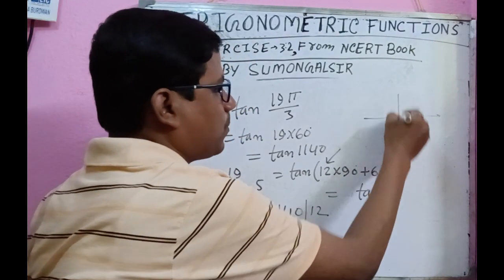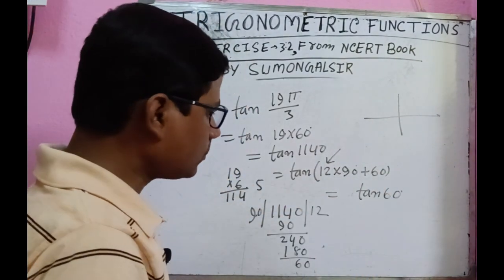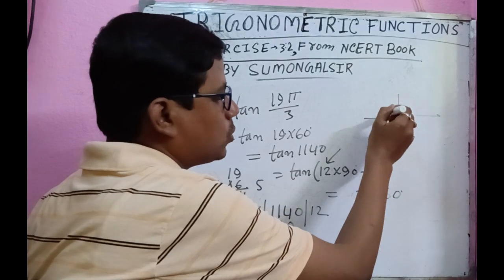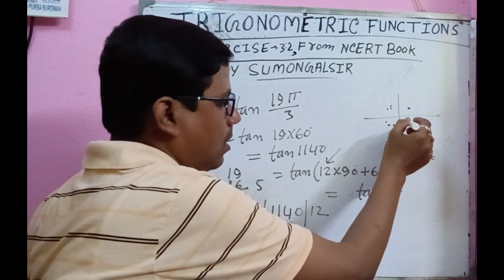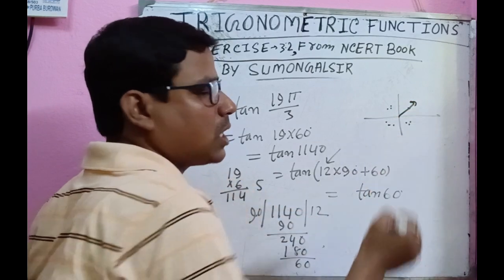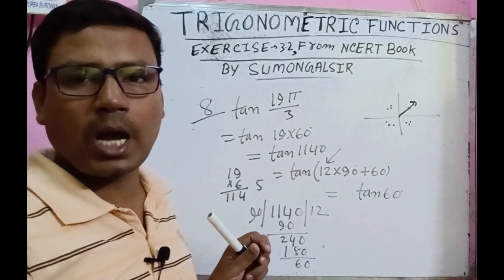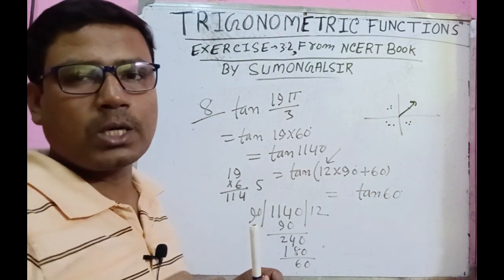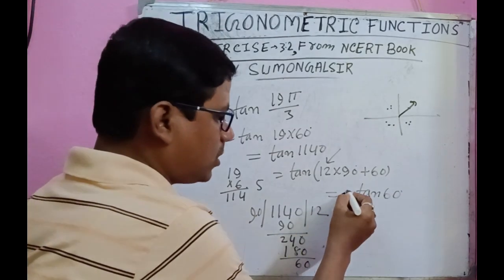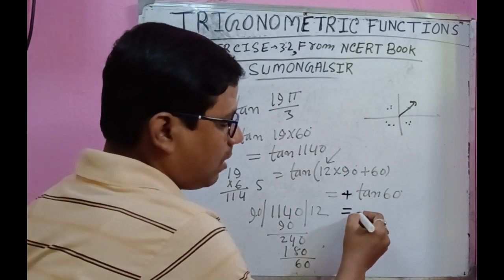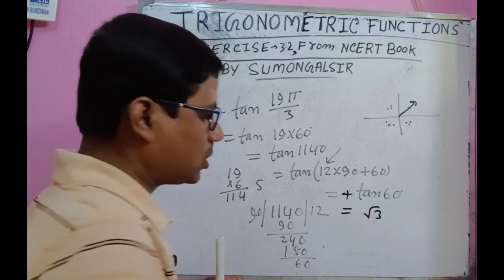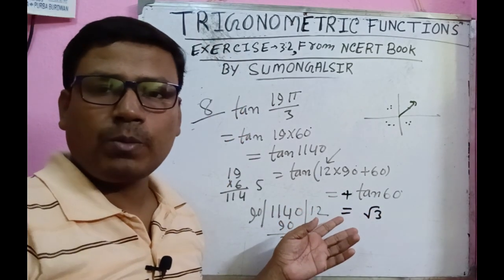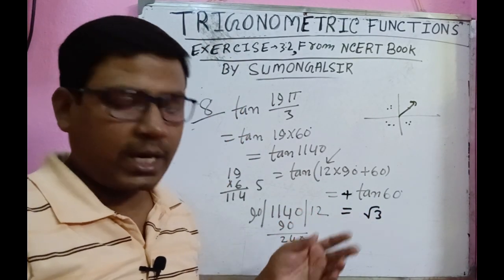Now we are discussing the position. So 1, 2, 3, 4, 5, 6, 7, 8, 9, 10, 11, 12 plus something. So this is the first quadrant, and in the first quadrant all are positive. So this will be positive. So this will be the value, tan 60 is equal to root 3. So this is the completion of 8. Now we move to the 9th.